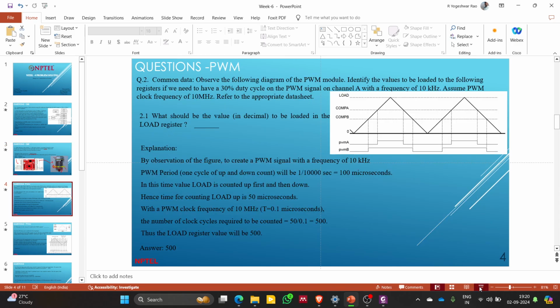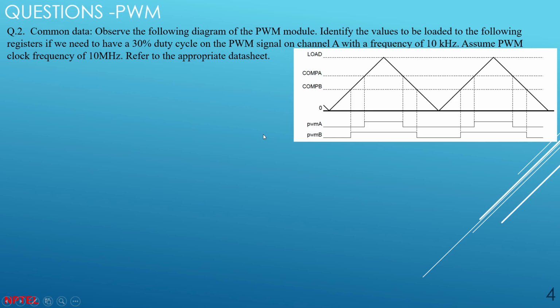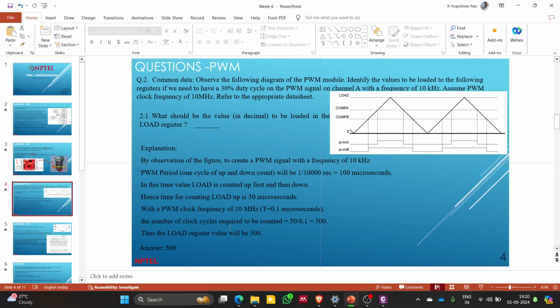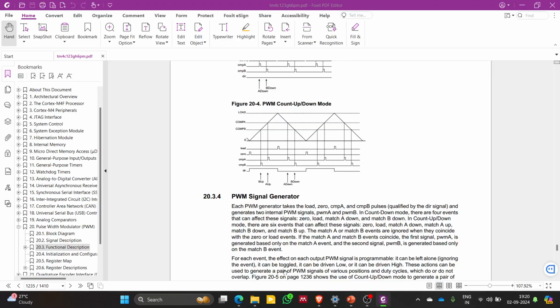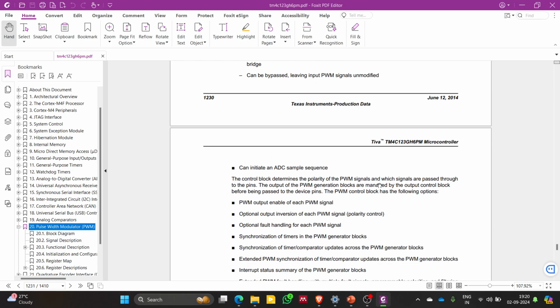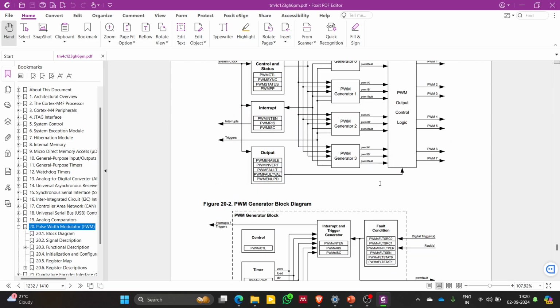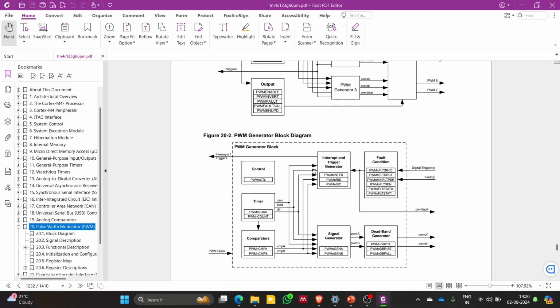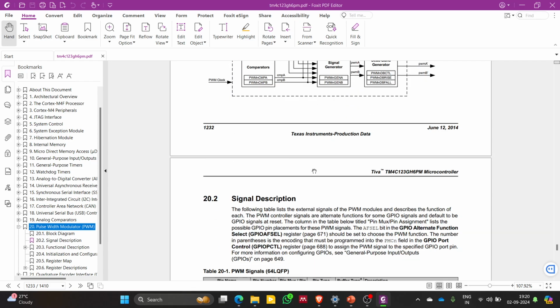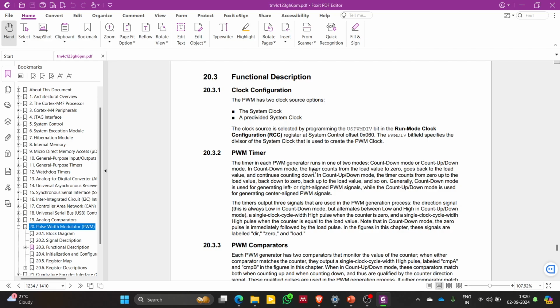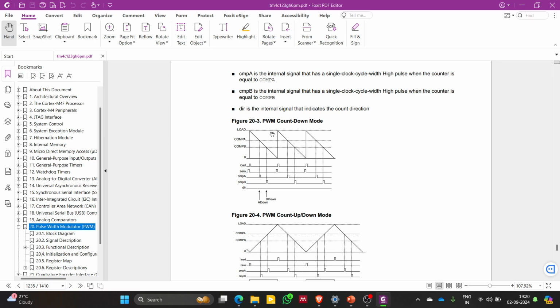And now coming to the question of PWM. So there was this question on PWM. For PWM, just go to the data sheet, and there is chapter 20. In chapter 20, you need to go through this. Professor Gandhi has already told you about it, but if you have any doubt, please go through this chapter again, and you will get to know what the PWM timer is, what the PWM count down mode is, and the count up and down mode.